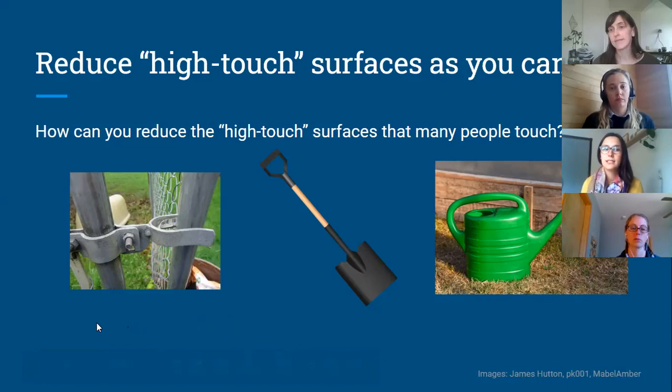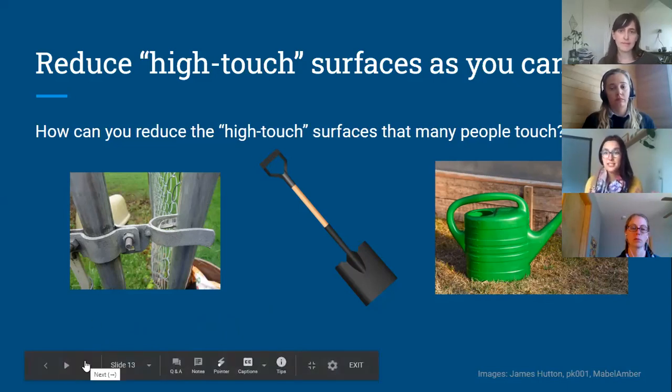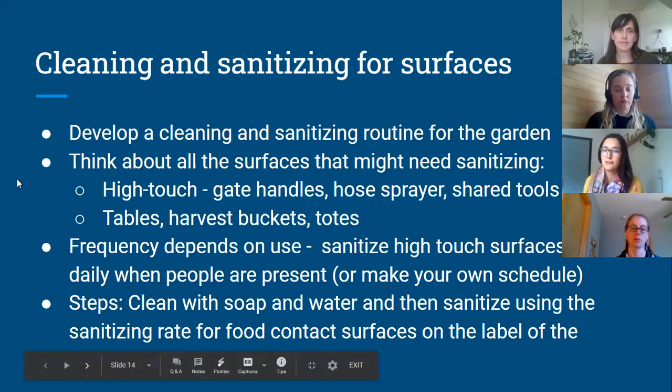So again, just stepping back, thinking about how people are moving through that space, how people are using the tools and the items in that space, and ideally reduce the contact to begin with, but also be reasonable about making sure that it's still a space that people can access and use. And then in those situations, Annalise is going to talk now about how you can actually sanitize things to make sure that it's okay for multiple people to be touching them.